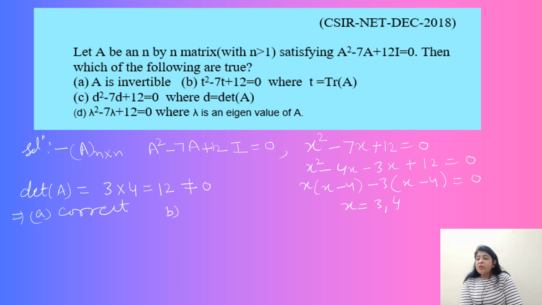Second, you have t square minus 7t plus 12 is equal to 0, where t is the trace of A. So the trace of A is given by 3 plus 4 is equal to 7. Now if 7 satisfies B, then it's okay. So you will get 7 square minus 7 into 7 plus 12, which is equal to 0. This implies 12 is equal to 0, which is not possible. So B is incorrect.